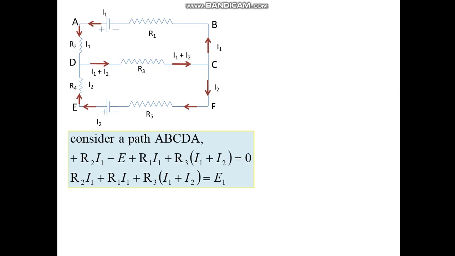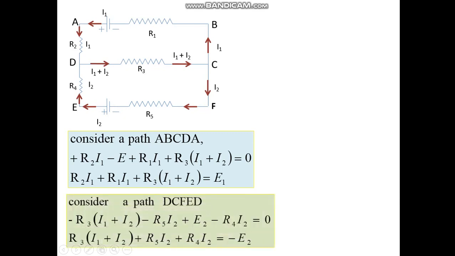Then we come to the EMF of the cell. The first one, E1, is minus E1. Then we come to the potential difference across R1, that is R1 into I1. Then the potential difference across R3, that is R3 into I1 plus I2, is equal to 0. Okay, so we can rewrite it as R2I1 plus R1I1 plus R3 into I1 plus I2 is equal to E1.